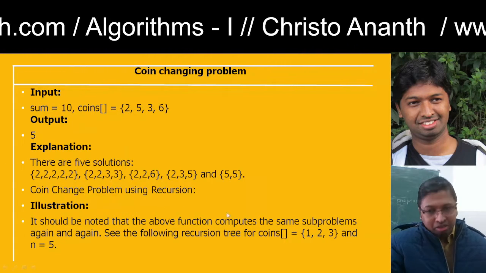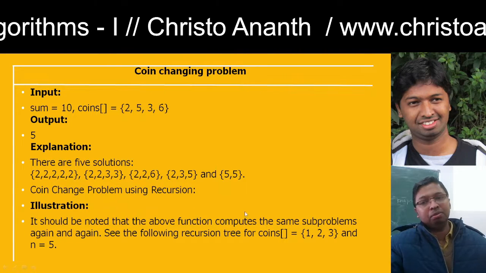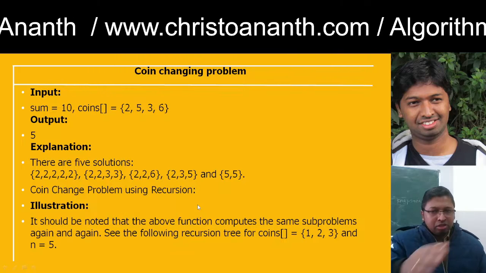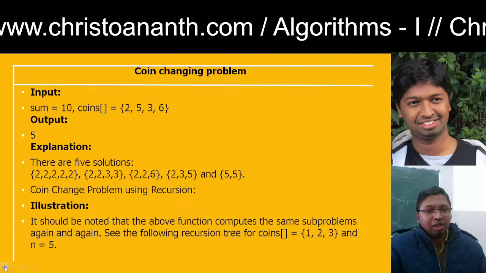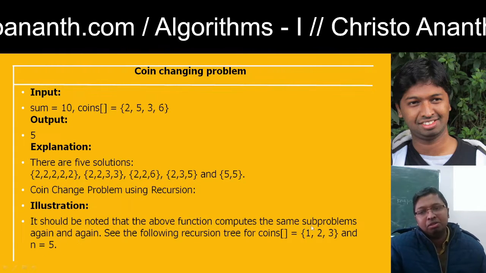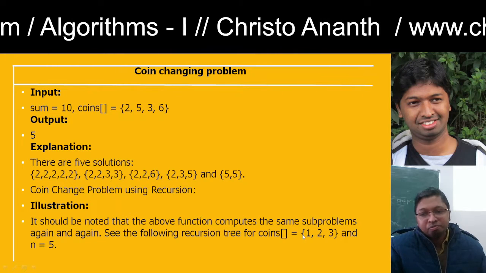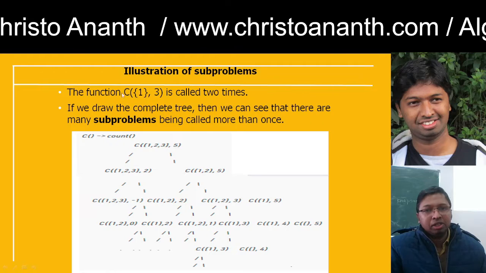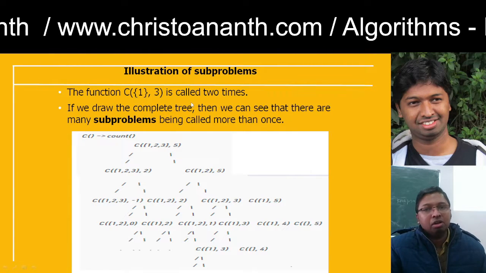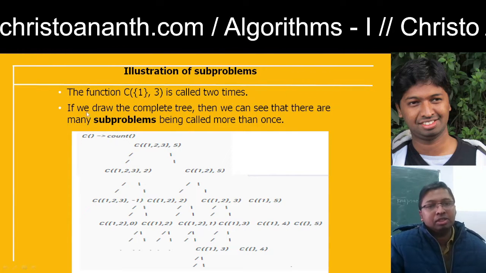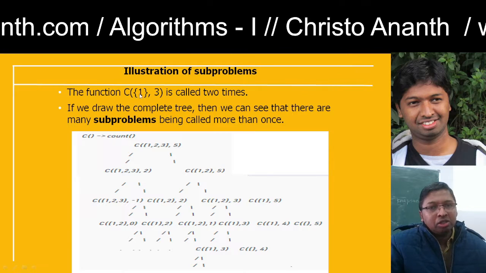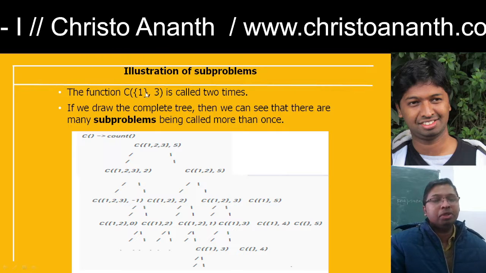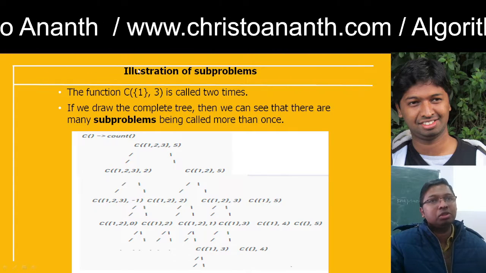The above function will be computing the same subproblems again and again. So for the coins 1 2 3 and n equal to 5, the same thing you can go for 3 2. Maybe the function 1 3 you can call 2 times even. So 1 two times and 3 one time, you get the total to be 5, or 2 one time and 3 one time, you get the total to be 5.